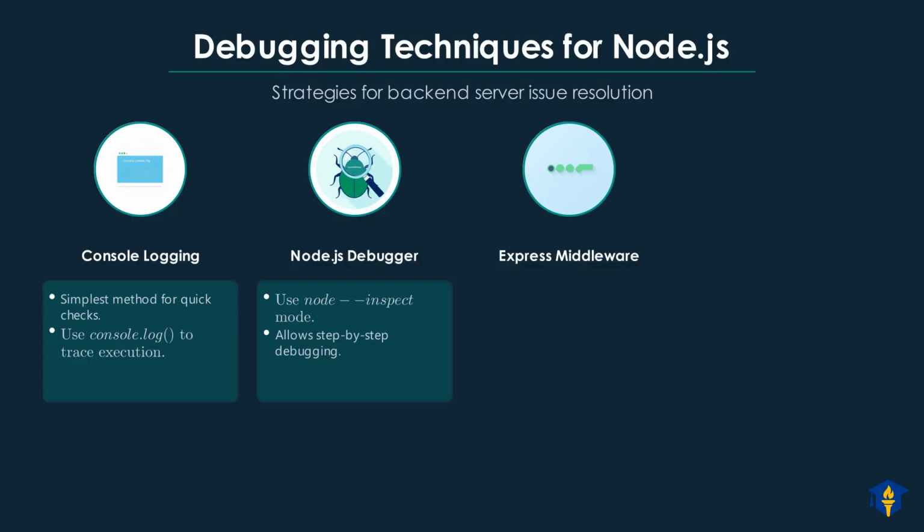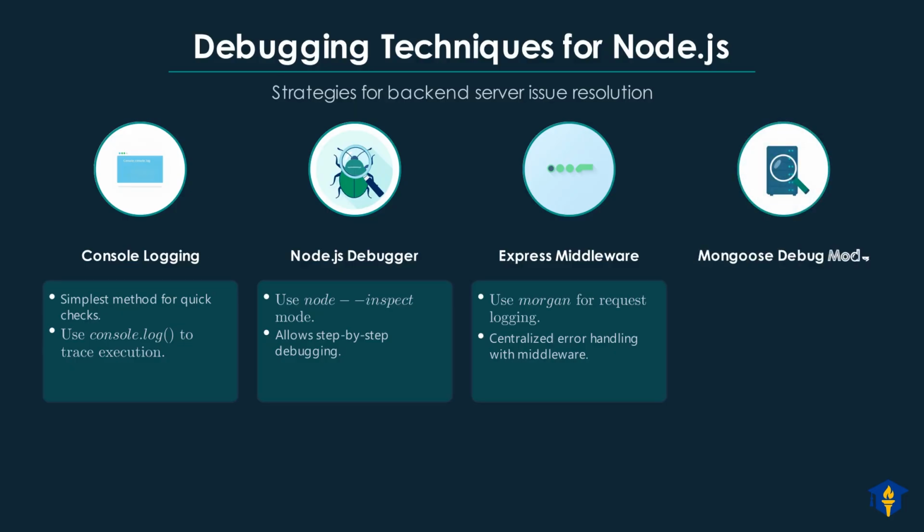Express middleware also provides excellent capabilities for debugging and error handling. For instance, you can use Morgan middleware for comprehensive request logging, which is very helpful. Implementing middleware allows for centralized error handling, making your debugging process more efficient.